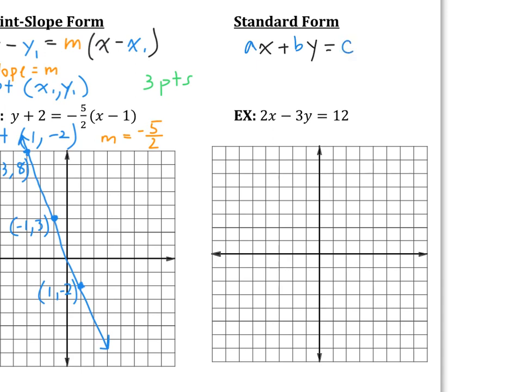Now, when you're graphing out of standard form, we are okay if you just plot 2 points. But what are those 2 points going to be? The intercepts.